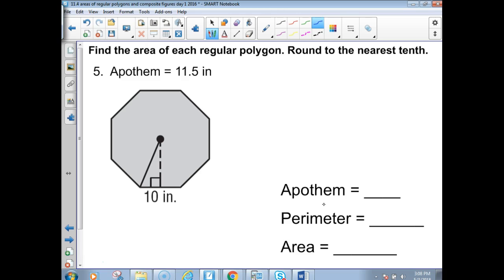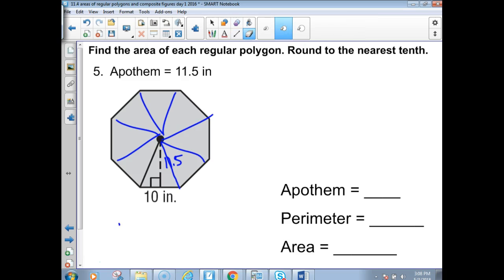Apothem 5, 11.5. Base, you got 10 down here. They're going to do the perimeter. Do you want to know why it's half the apothem times the perimeter? No. That triangle would be base times height divided by 2, and that's why. That's why that's the formula.